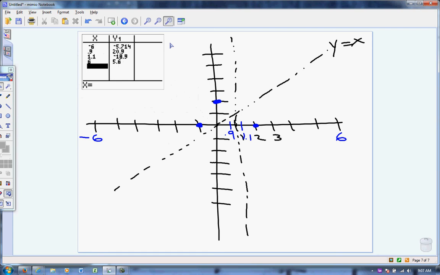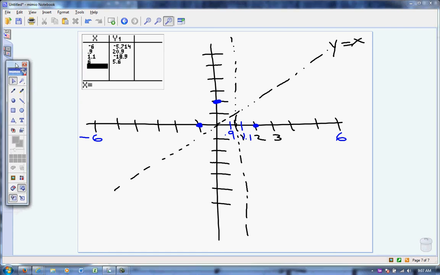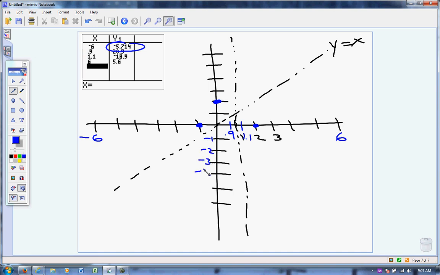So look what we've got. I know that negative 6 has a function value of negative 5.7. So here's negative 1, 2, negative 3, negative 4, negative 5. I know that I'm down here.